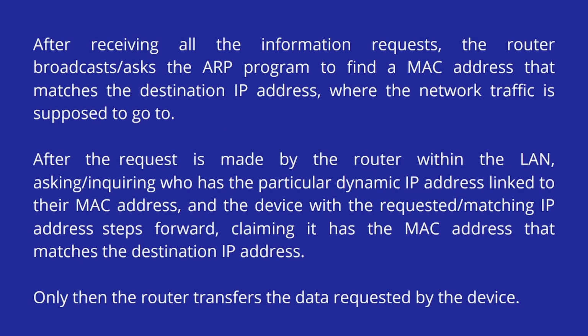So after receiving all the information requests, the router broadcasts, or asks the ARP program, to find a MAC address that matches the destination IP address where the network traffic is supposed to go. After the request is made by the router within the local area network, asking who has the particular dynamic IP address linked to their MAC address, the device with the requested IP address comes forward claiming that it has the matching MAC address. Only then does the router transfer the data requested by the device.